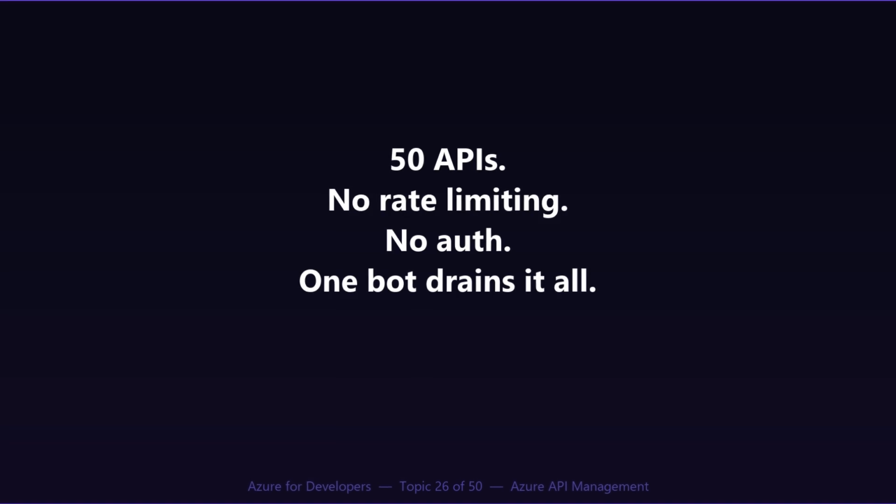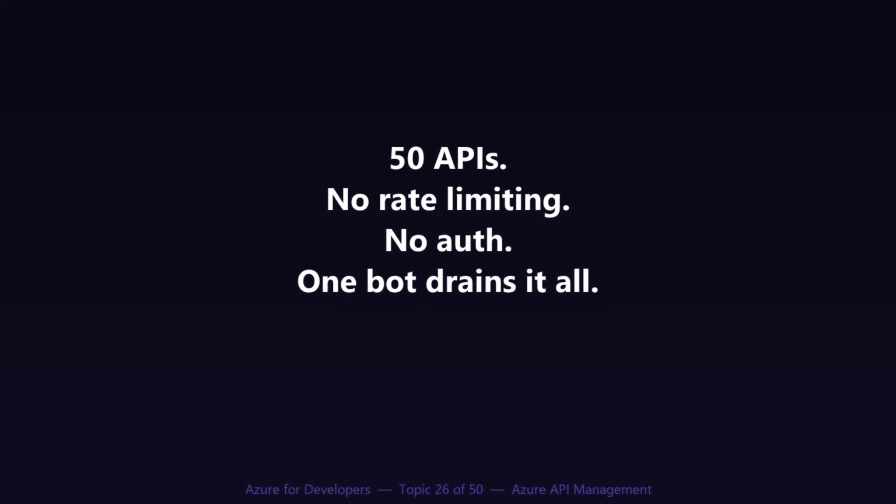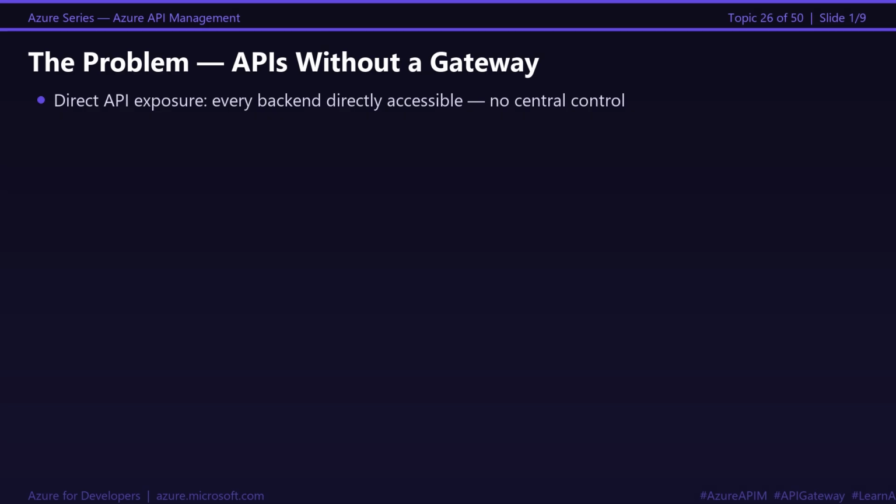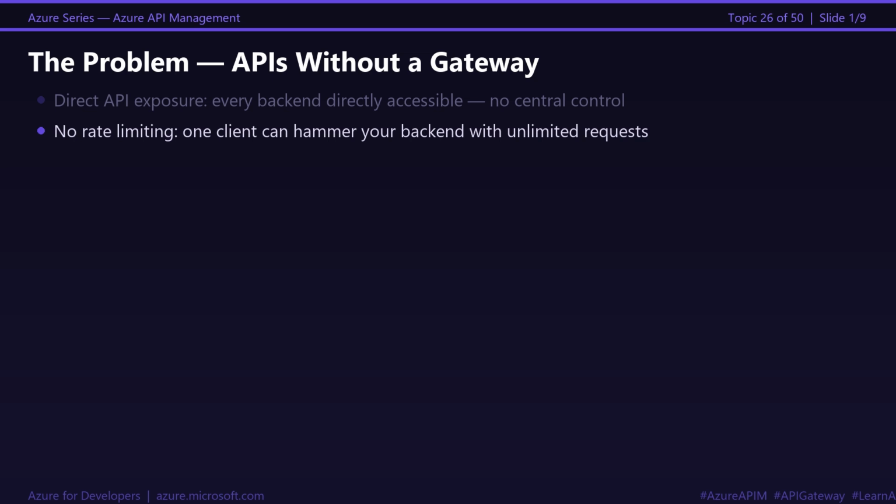Picture a company with 50 backend services. Each one exposes its own API directly to the internet. Each one implements its own authentication, some with API keys, some with OAuth, some with nothing. No centralized rate limiting. No unified logging. No API documentation. A partner integration team needs to call 3 of those APIs. They spend 2 weeks just figuring out the authentication for each one.